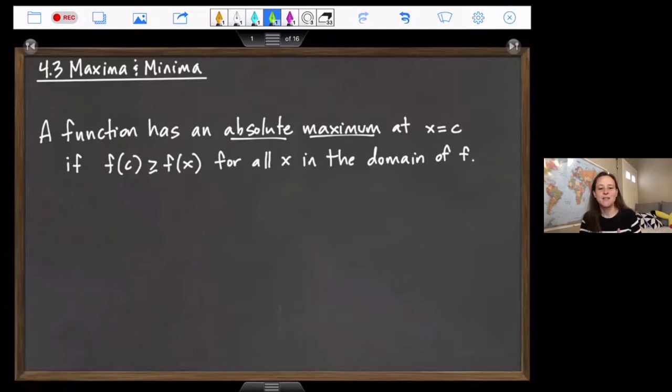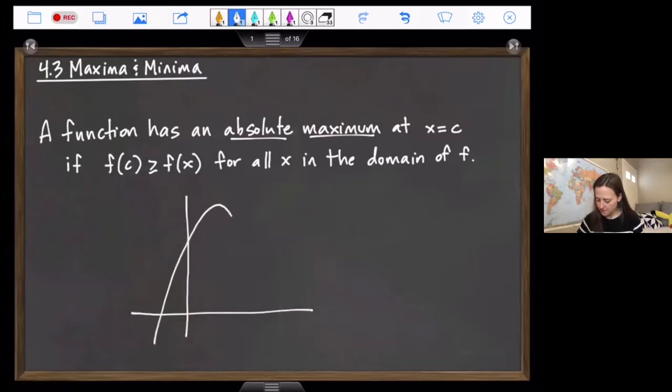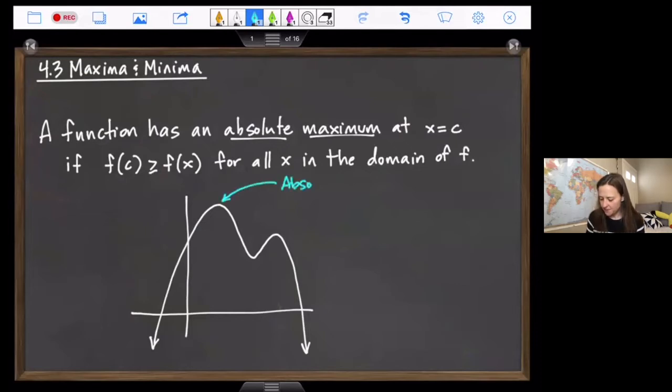This says that a function has an absolute maximum at x equals c if f of c is bigger than or equal to f of x for all x in the domain of f. So let me draw a made-up function here for you, and we'll just notate where its absolute maximum is. All right, so here's my function f of x, and the absolute maximum of this function is going to be pretty easy to spot. It's going to be this spot right there. That's going to be the absolute maximum.